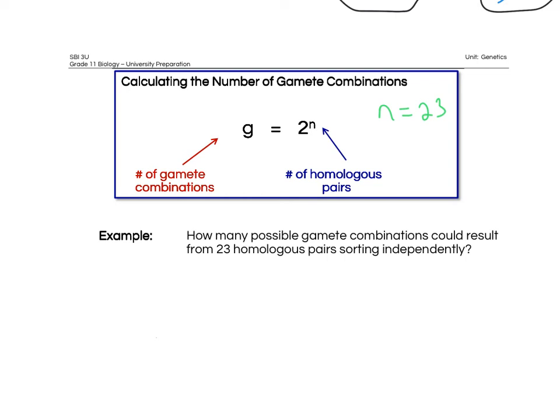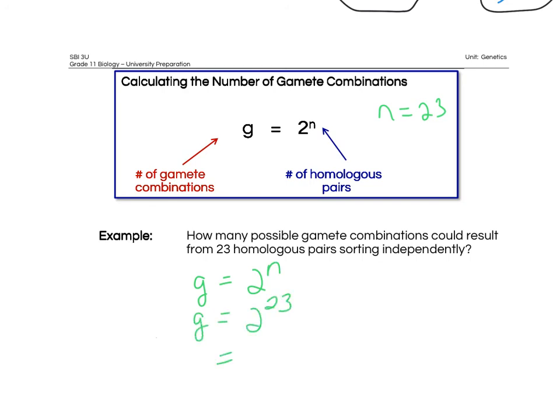So if, for instance, you have a question such as the following: how many possible gamete combinations could result from 23 homologous pairs sorting independently? Now, in my example, I only showed you 2 sorting independently, and in the second example, there were 3 sorting independently. So you can imagine that with 23, there's going to be a lot of possible outcomes. So I would say G is equal to 2 to the power of n. So in the case of humans, it would be 2 to the power of 23.